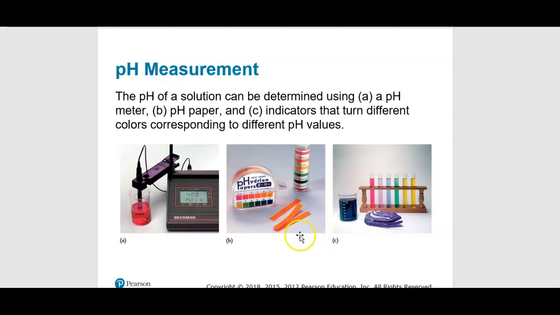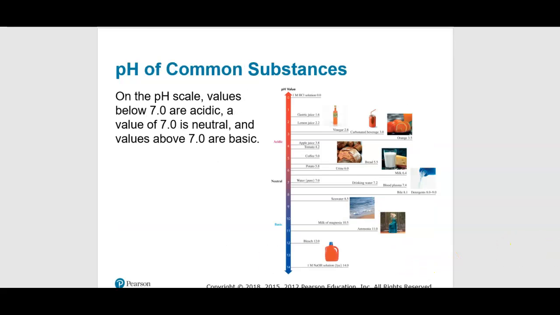And here are some examples. You have the pH meter, pH paper, and you see in the pH paper the different pHs according to the color that the solution gives you when you dip the paper in. And then there are other indicators that will change color at different pH values as well. On a pH scale, if you're below 7.0, you're acidic. If you're at 7.0, it's neutral. And above 7.0 is basic.